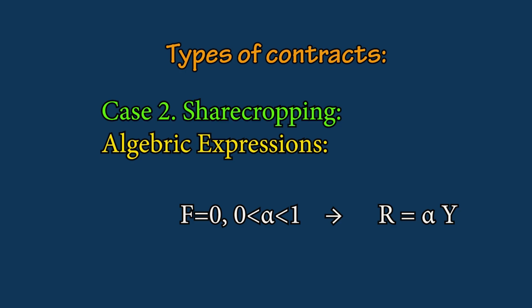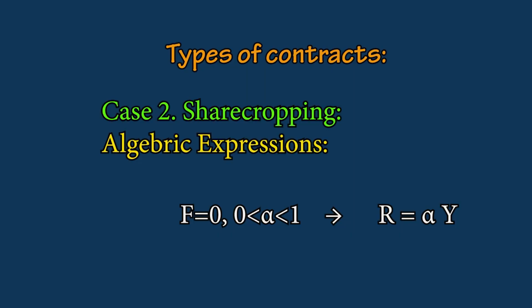What happens in case 2? In case 2, we are assuming that F is equal to 0, while alpha takes a value that lies between 0 and 1. If this is the case, then the rent earned by the landowner will become equal to alpha times Y. In other words, in this situation, the landowner is getting an amount of rent which is a positive function of the total output. So, here the landowner is getting a share of total output. This is a typical sharecropping contract.